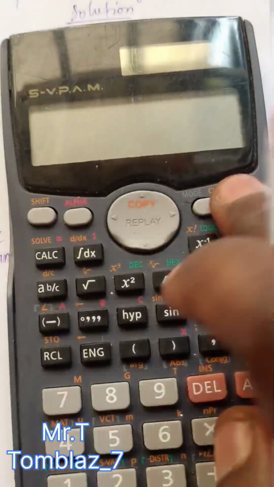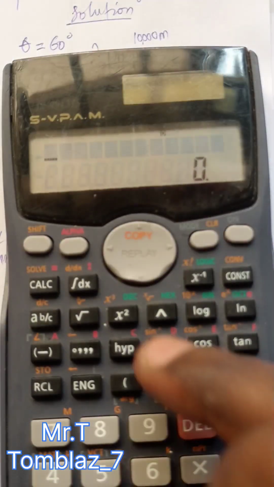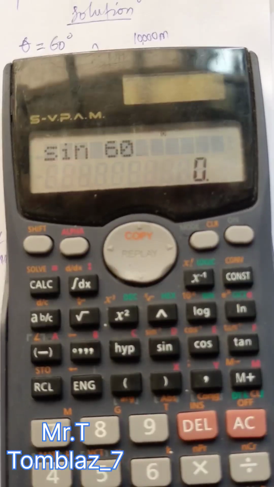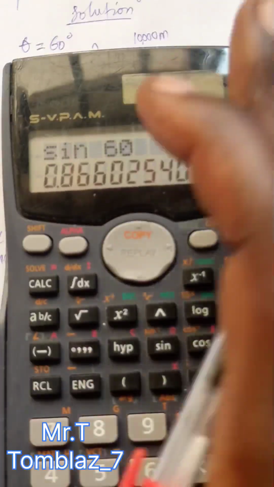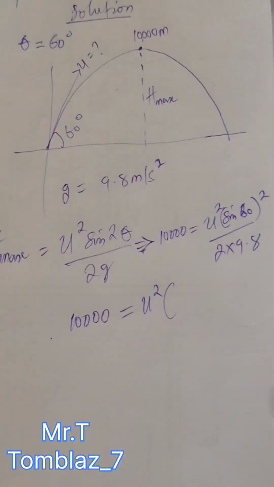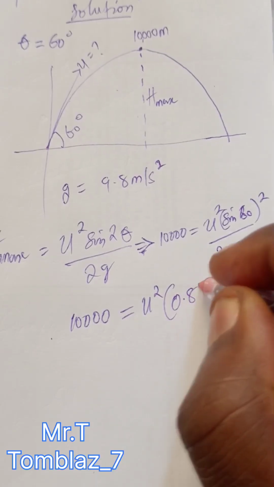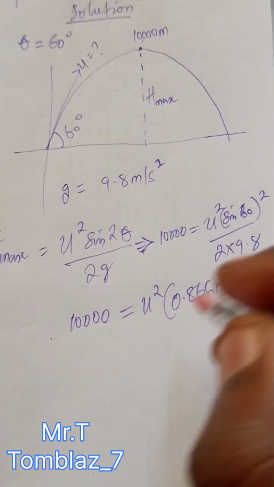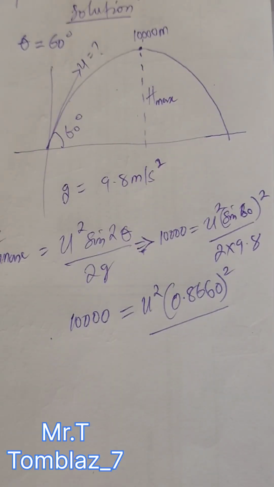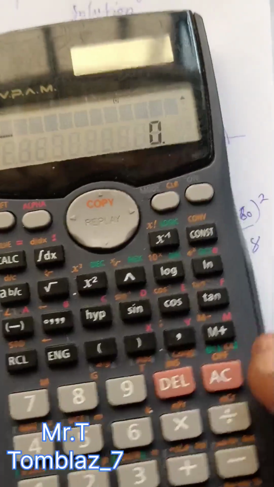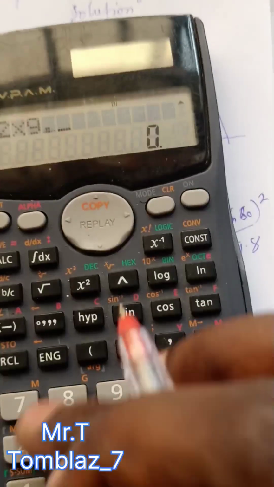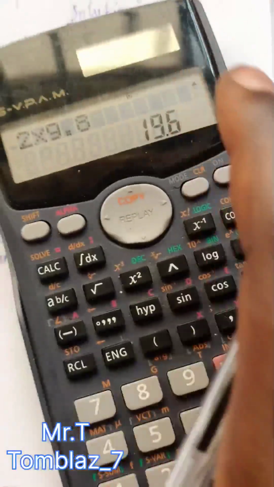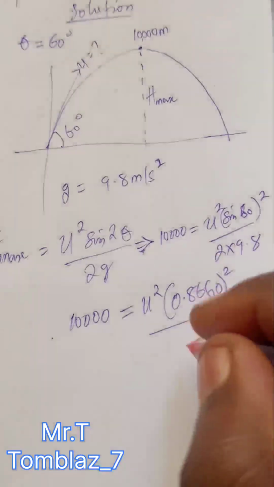So how do we get sine 60? Make sure your calculator is in degrees. We press sine 60 and we get 0.8660. So we have 0.8660 squared all over 2 times 9.8, which gives us 19.6.